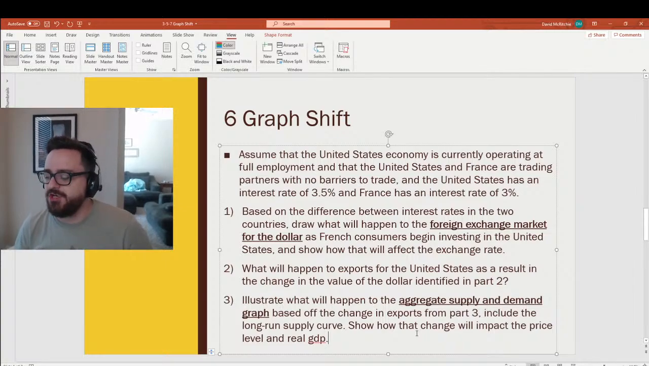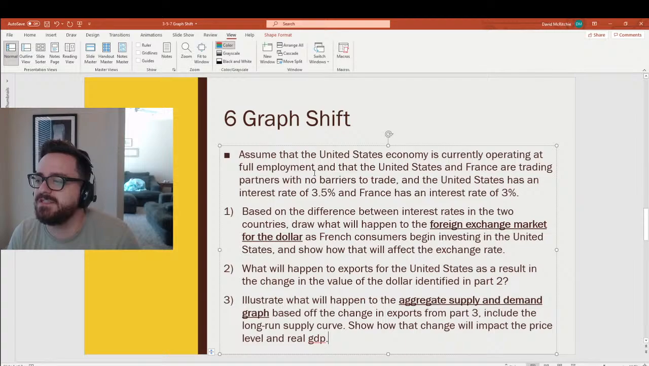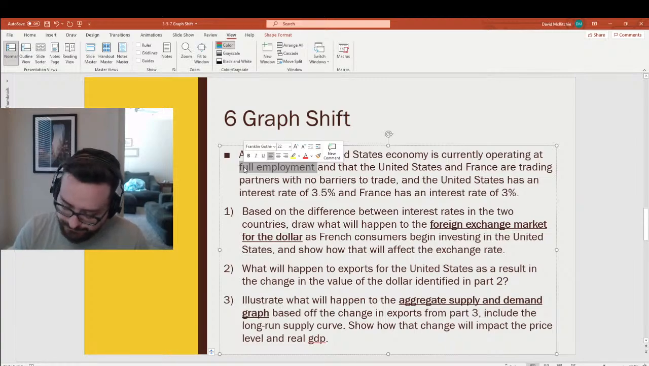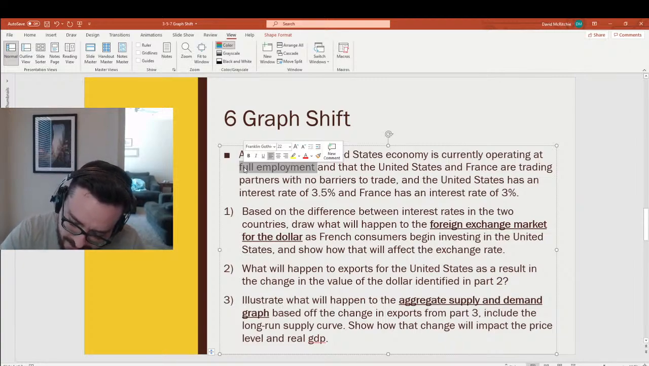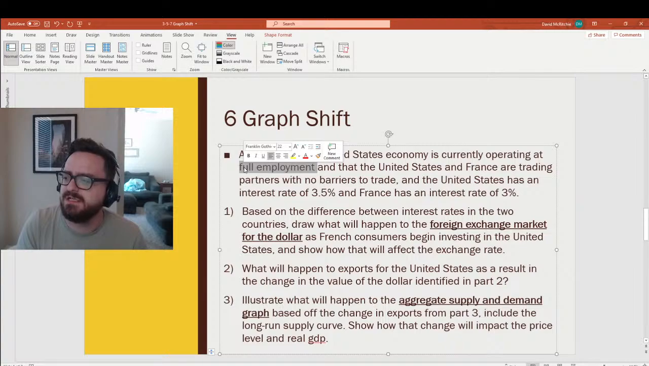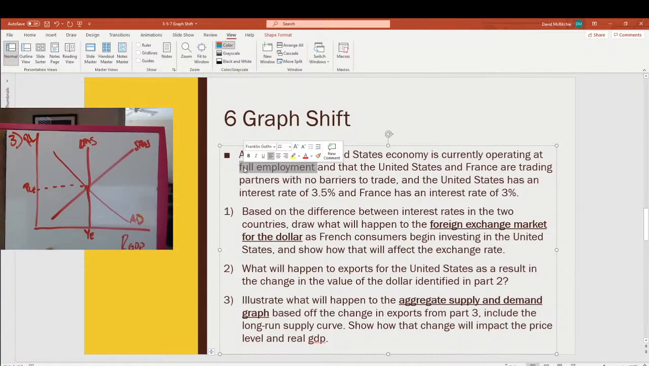I have an upward sloping short-run aggregate supply curve and a downward sloping aggregate demand curve. Now, if you're wondering how do I know where to draw LRAS here, you go back to the starting point. The very first thing it says is that the U.S. economy is currently at full employment. Well, if I'm at full employment, that means my long-run aggregate supply curve is right through the middle of my SRAS and my AD curve. So this is my starting point for 3.